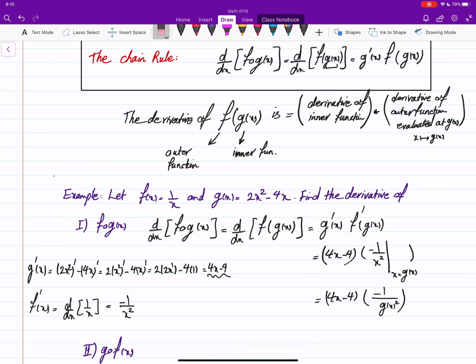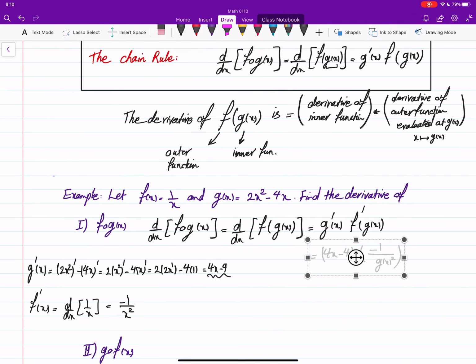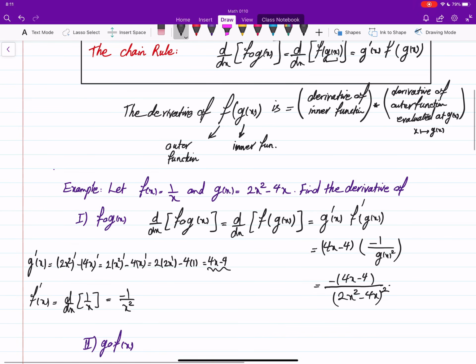So this is what the chain rule says: the derivative of g prime times the derivative of f, but plug in g(x) for x in f prime. Well, that will give us negative (4x minus 4) over g(x), which is (2x squared minus 4x) to the power 2. That is the chain rule applied, and we were able to find that derivative.